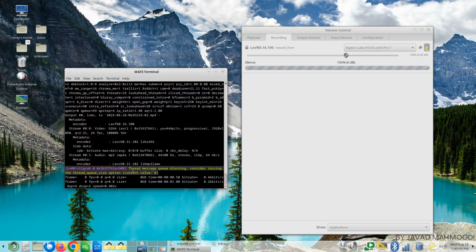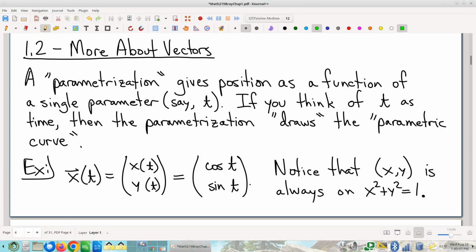And off we go. Okay, so here's where we were last time. We were talking about parameterizations. Let me just remind you the broad strokes of what a parameterization is. A parameterization gives position as a function of, I'm going to say time. Now again, it doesn't have to be time.